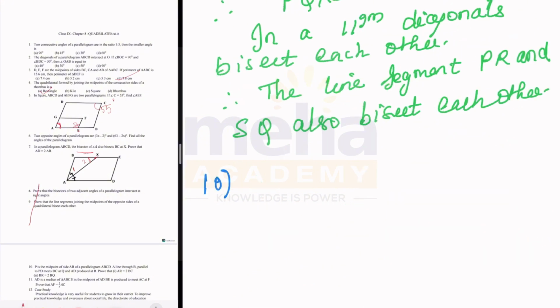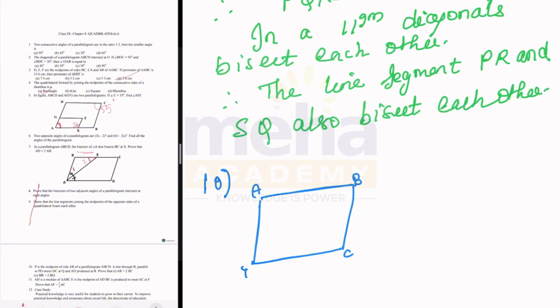Let us solve the 10th question. P is the midpoint of side AB of a parallelogram ABCD. So first let us draw a parallelogram ABCD. They say P is the midpoint of side AB, so this point is P. A line through B parallel to PD meets DC at Q and AD produced at R.